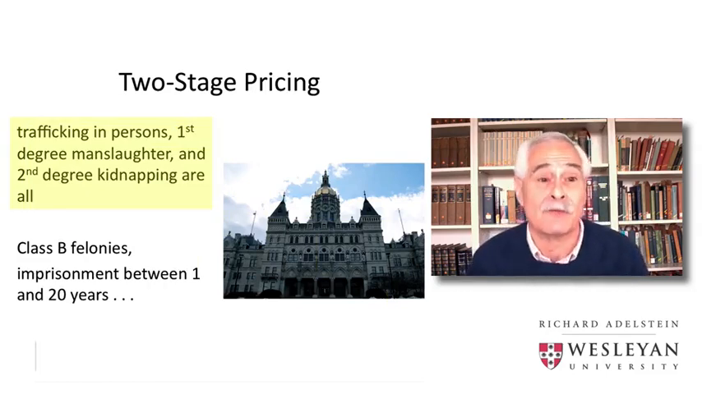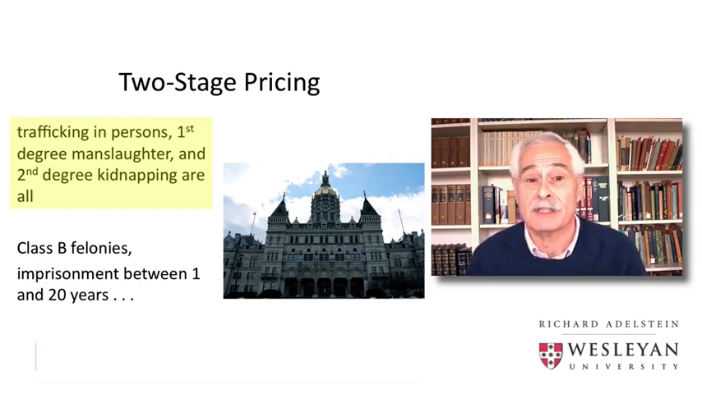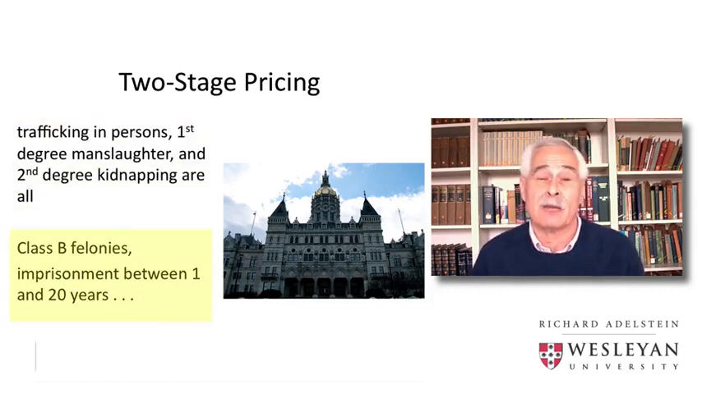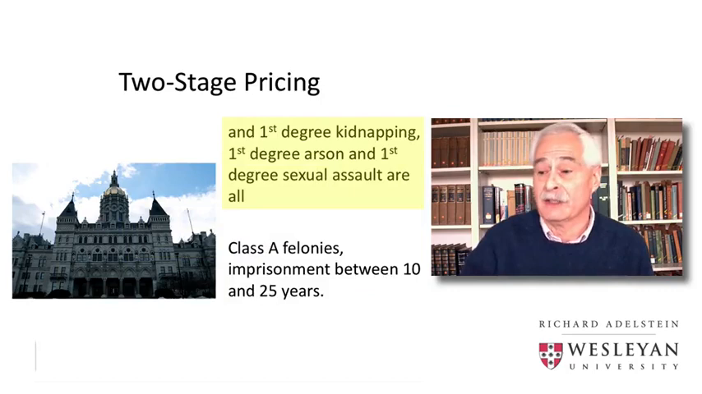Similarly, here are 3 more offenses: trafficking in persons, which generally means the commercial exchange of human beings for illegal purposes; first-degree manslaughter and second-degree kidnapping are all classified by the Connecticut legislature as Class B felonies and subject to an imprisonment term somewhere between 1 and 20 years. These are more serious crimes, and therefore the penalties that the legislature authorizes for them include a much larger range, all the way up to 20 years.